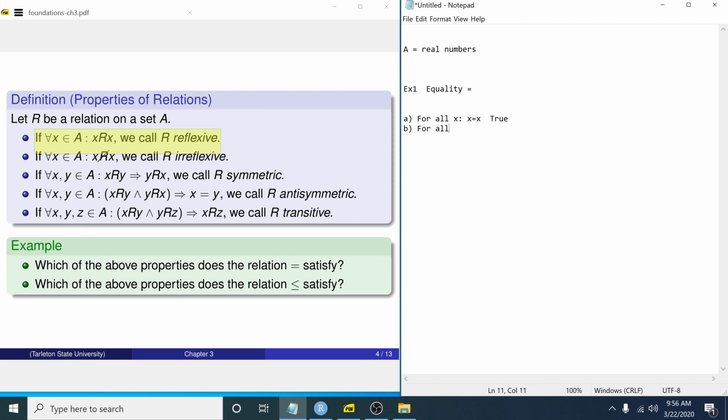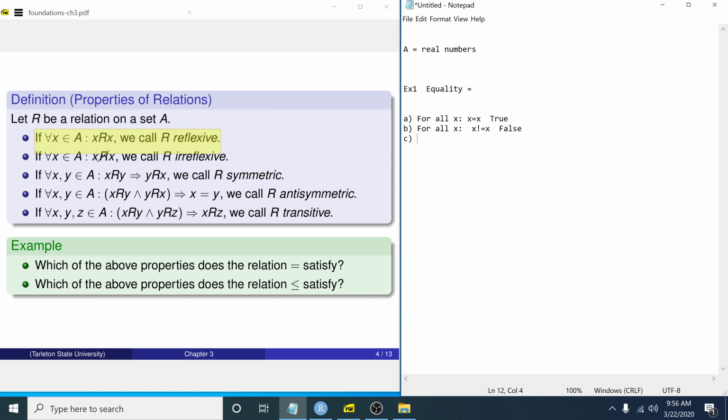Is it true that for all x, x is not equal to itself? And of course, that's certainly false. That just can't ever happen. So equality is not an irreflexive operation.